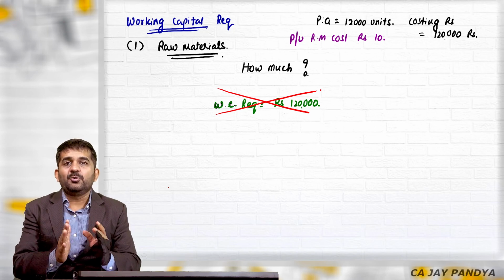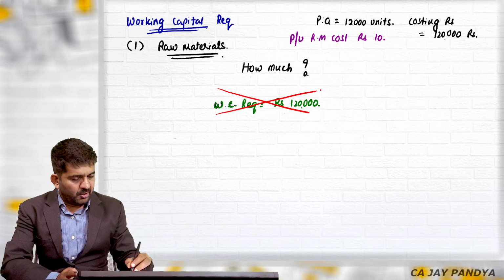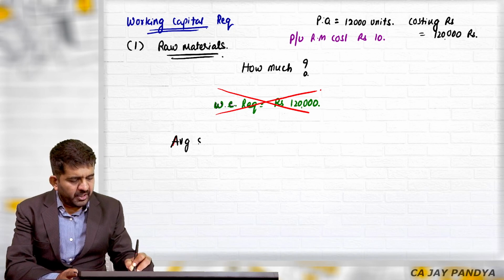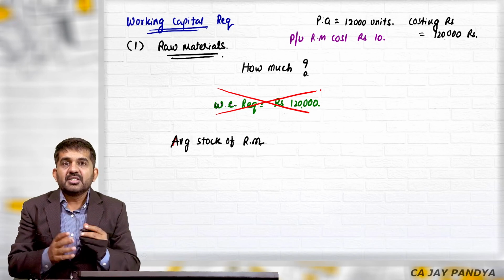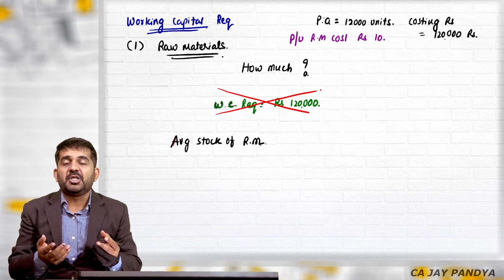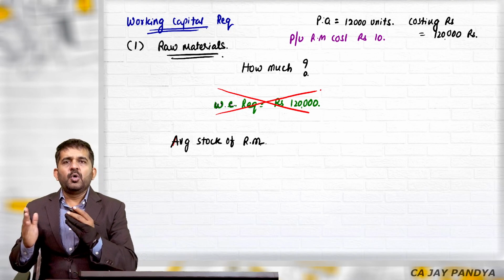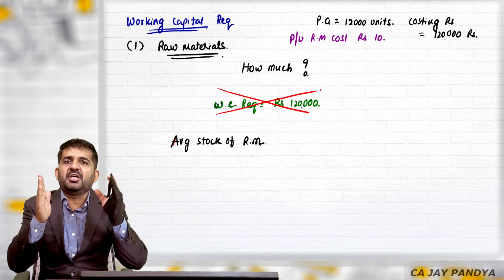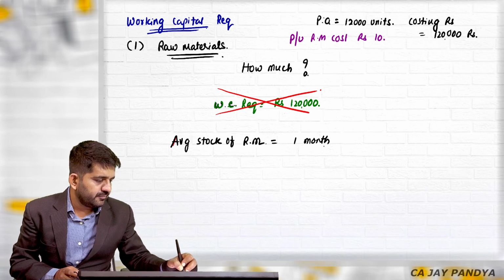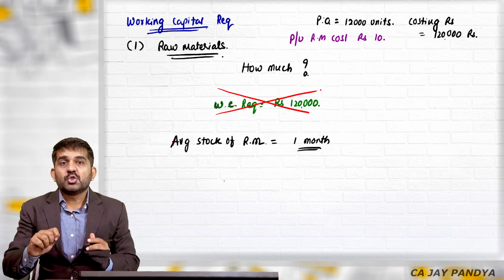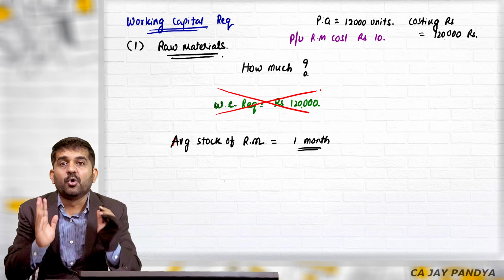Try to understand, you will have to study, you will have to see how much stock is on an average lying in your godown. How much is the average stock of raw material? See, there are companies where the average stock of raw material is only for 1 day, only for 2 days, only for 3 days. But let us assume once we purchase this raw material, it will be in stock for the period of 1 month. So practically, your raw material stock is for 1 month in your godown.